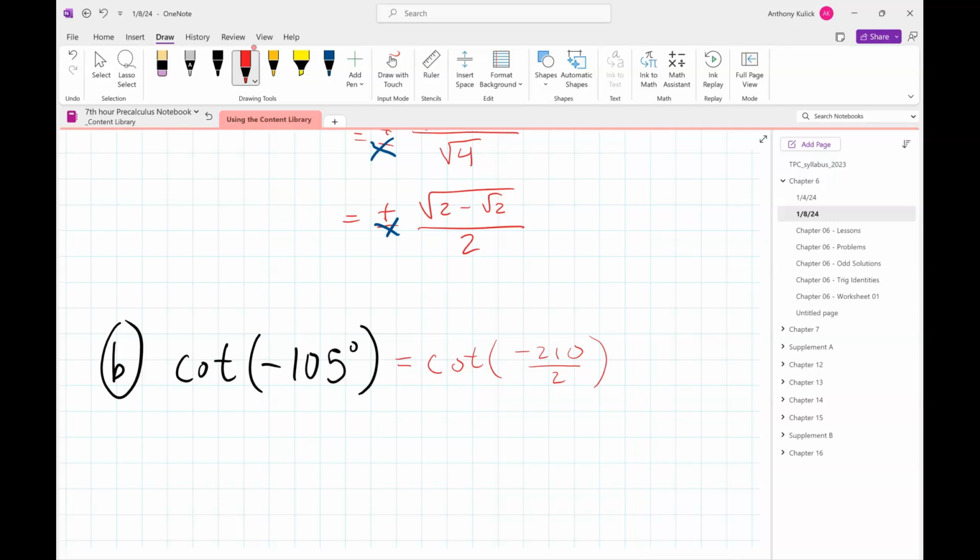What is my problem, though? Look at your half angle identities. Which one should I be using?